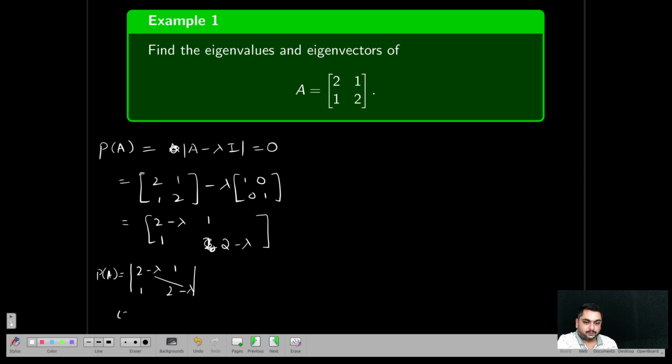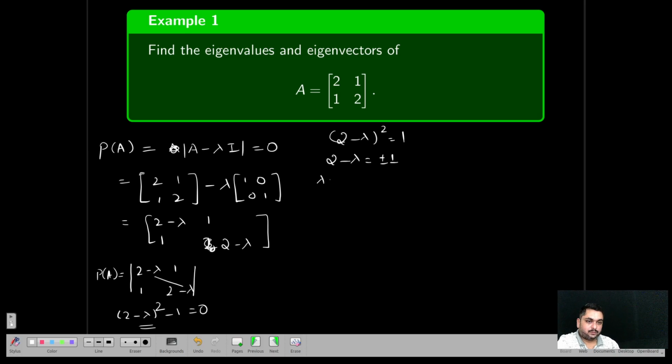So (2 minus lambda) whole squared minus 1 is equal to 0. This is my polynomial equation. Now you solve that polynomial equation. (2 minus lambda) squared is equal to 1. So 2 minus lambda is equal to plus or minus 1. That implies lambda. There are two values possible, right?